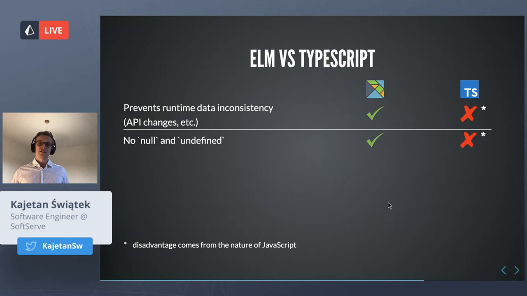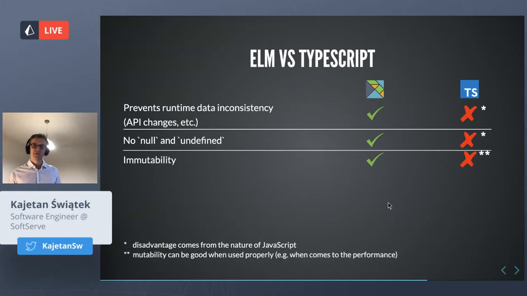The next thing is that in Elm, there is no concept of null or undefined. Those are represented by types like Maybe. In TypeScript, there are null and undefined, which also come from JavaScript. The next thing is immutability. Elm has it, TypeScript doesn't. But like I pointed out earlier, immutability can be used for the greater good, for example, for optimizing some operations on larger data structures. We can also compensate for the need for immutable data structures by using additional libraries like Immer.